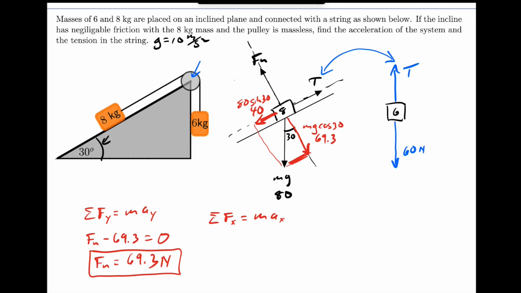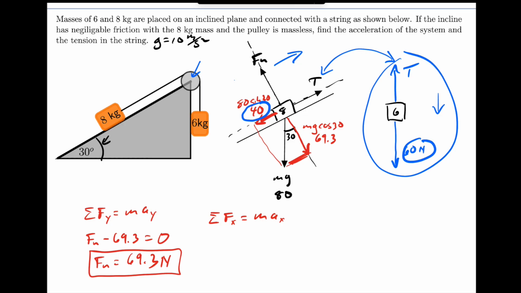Since on the ramp the component of gravity pulling it down the ramp is 40, and there's no friction to contend with, and then the driving force, the one that's pulling on everything, is 60, I know this thing is going to accelerate up the ramp, and I know the 6 kilogram mass is going to accelerate down. So like I said before in a previous video, since the 6 kilogram mass is going to accelerate down, I'm going to make down the positive direction.